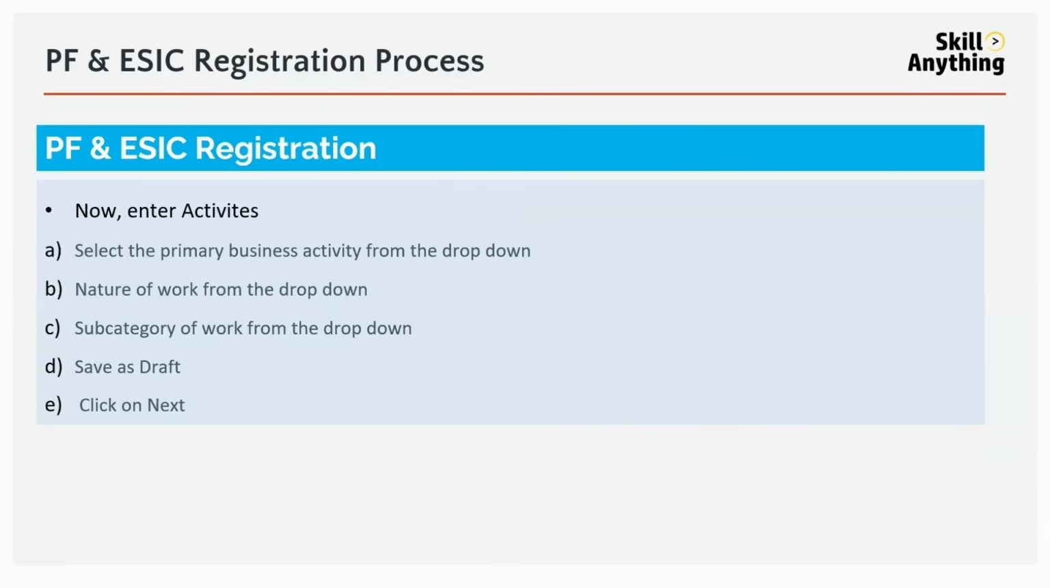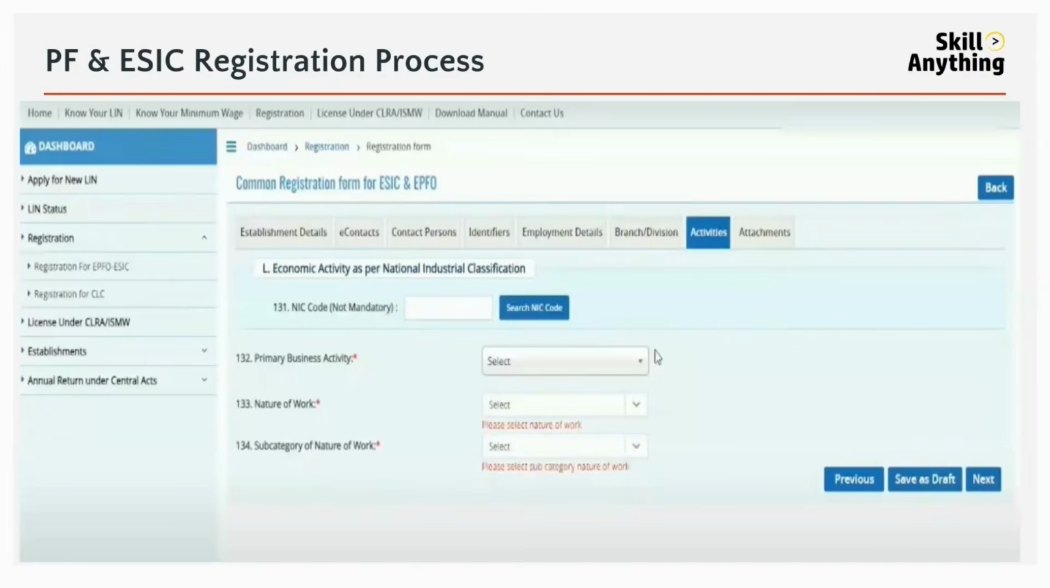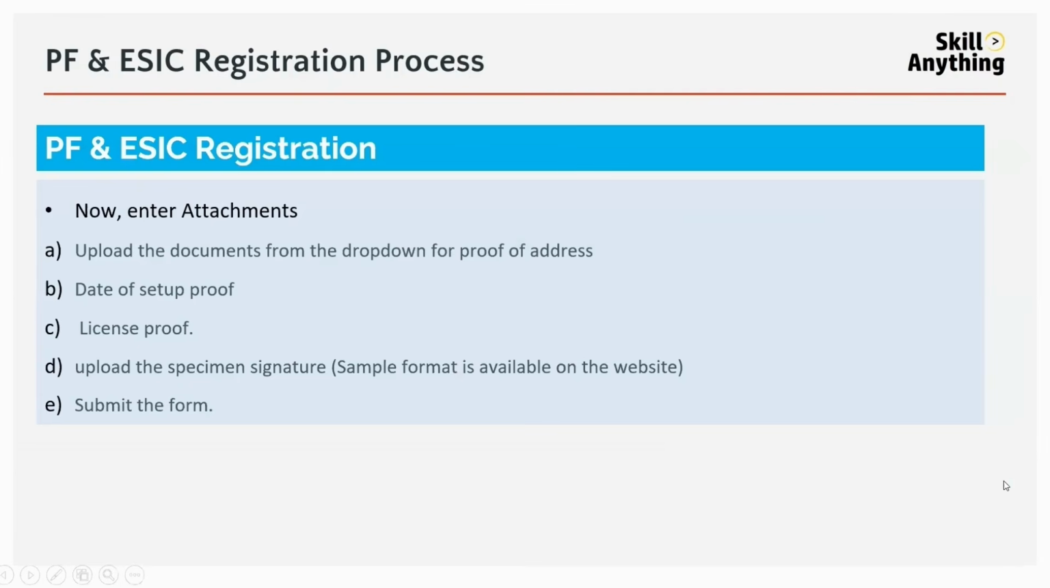Then you will enter activities. In activities, you have to select your primary business activity from the drop down, the nature of work from the drop down, and the subcategory of nature of work. After filling this detail, you have to click save as draft and then next. Next, you have to enter attachments.